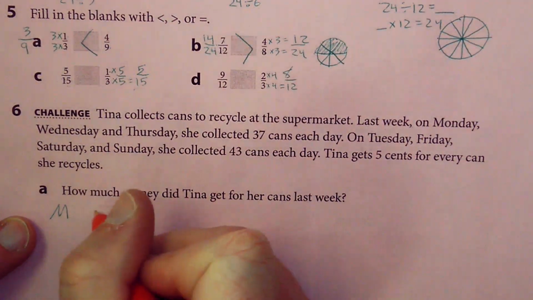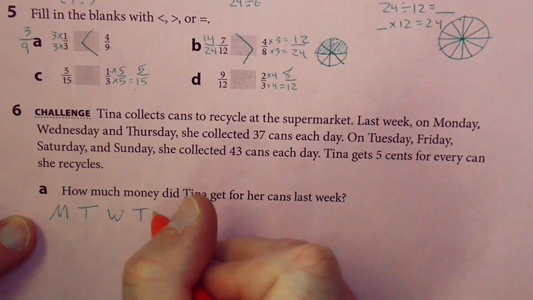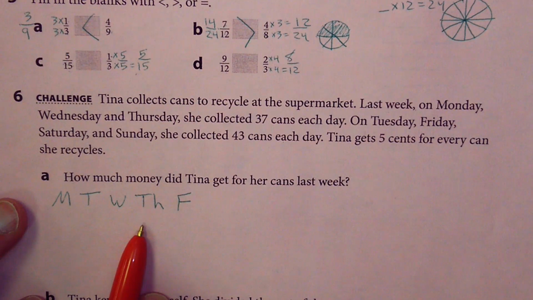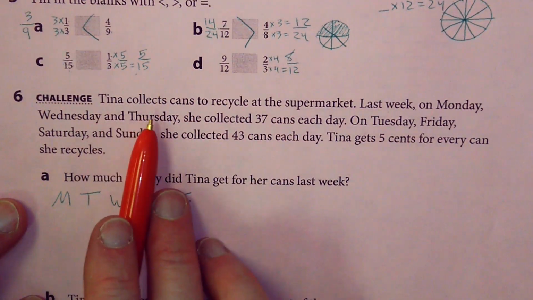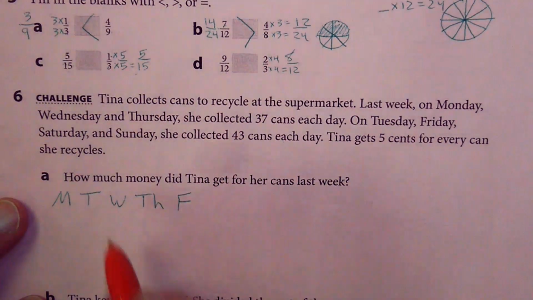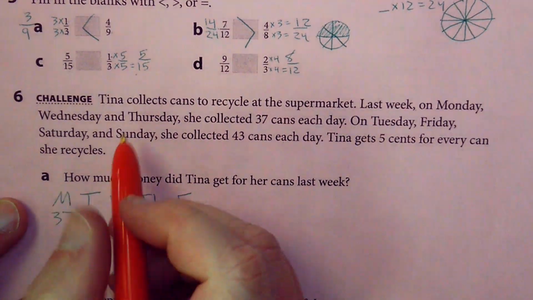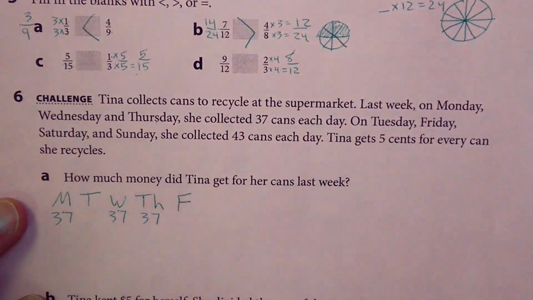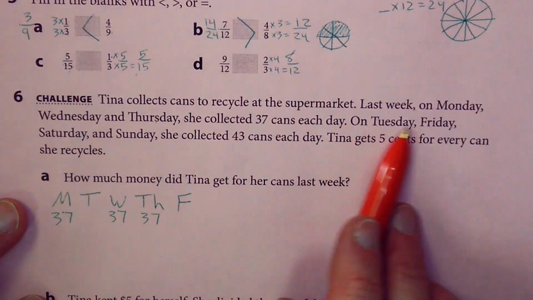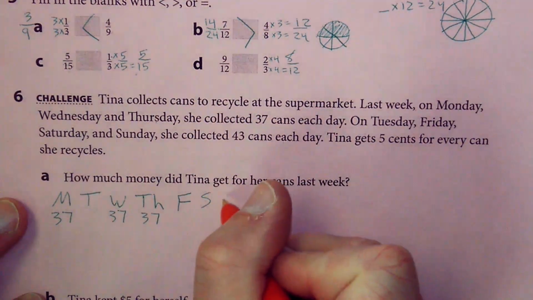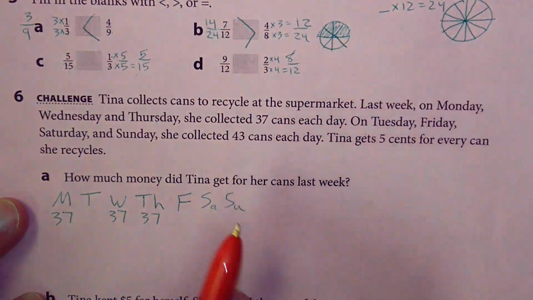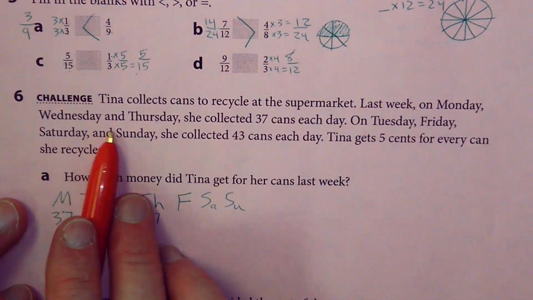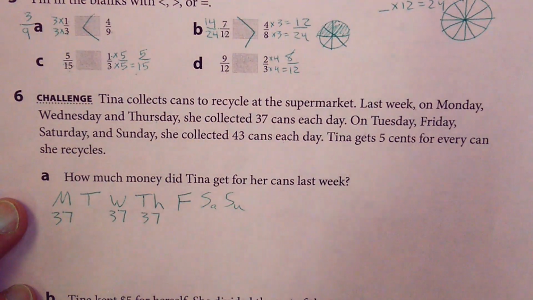So what if we did Monday, Tuesday, Wednesday, Thursday, Friday? And then we just write the answers down. Monday, Wednesday, Thursday, 37 cans. 37 Monday, 37 Wednesday, 37 Thursday. Then it says on Tuesday, Friday, and Saturday and Sunday. Ooh, I missed some days of the week. There's 7 days in a week, aren't there? So on Tuesday, Friday, Saturday, Sunday, she collected 43 cans each day. Okay?